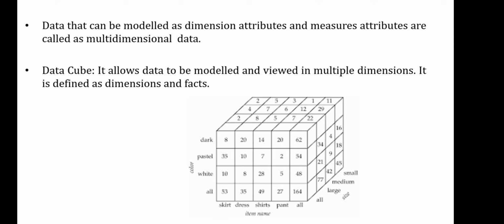Since it measures the number of units sold. The attributes item name, color, and size are the dimension attributes in that relation. So, all these things are called dimension attributes, that is item name, color and size, and whatever value we have in number is called a measure attribute. So, data that can be modeled as dimension attributes and measure attributes is called multidimensional data. So, we can see this is the multidimensional data.